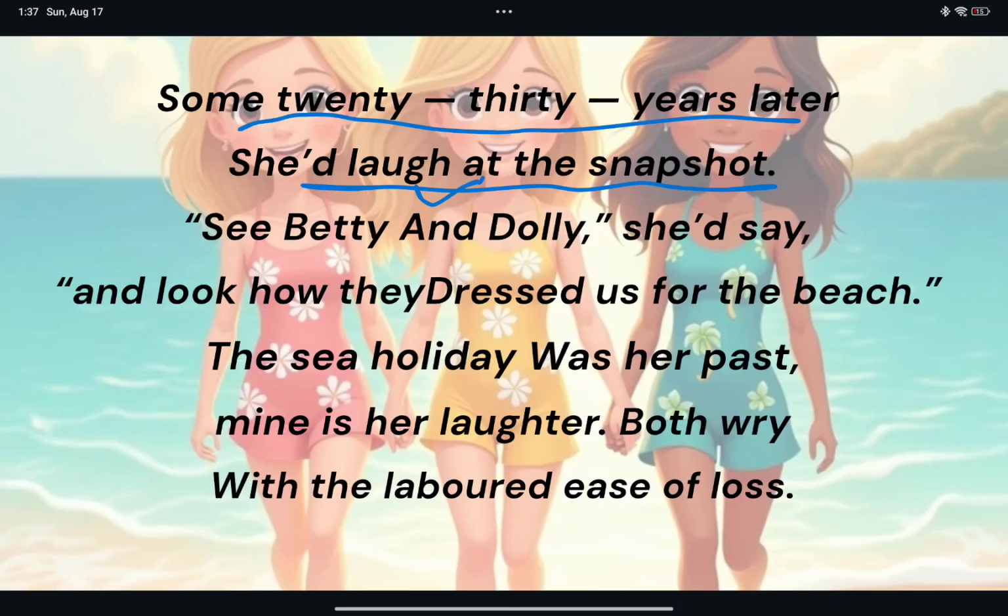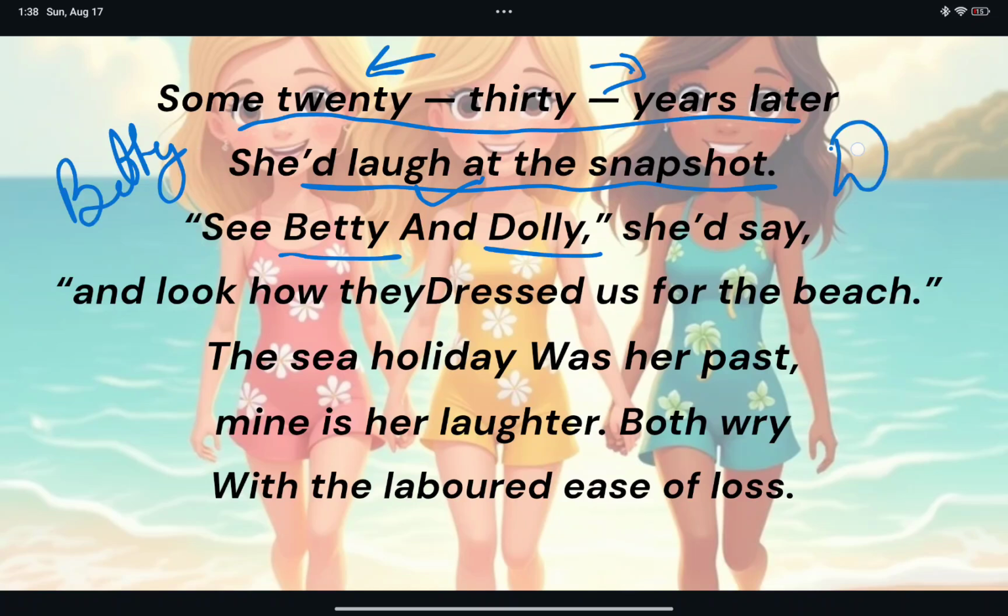And she would tell the details of that photograph to her daughter, the poet. She would say, "See, Betty and Dolly." That means the names of her two cousins. Her mother in this picture can be seen with her two cousins. So, what are the names of these two cousins? She says one of them is Betty and the other one is Dolly. So her mother introduced the two cousins in the picture to the poet, saying that see, she is Betty, and see, she is Dolly. Okay, and look how they dressed us for the beach.